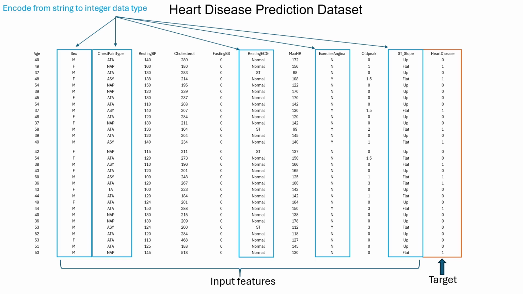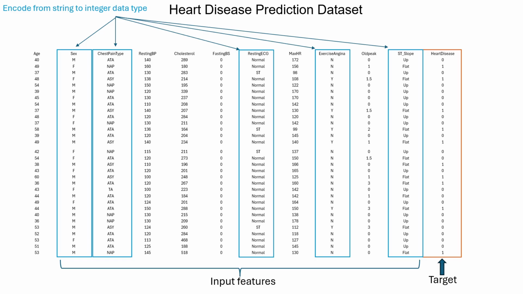To prepare the dataset for training, we convert all categorical string variables to integer representations. For instance, sex is mapped into 0 and 1, and categorical values in chest pain type, rest ECG, and ST slope are also encoded numerically. This transformation allows the Ridge Classifier to process the input features correctly since it requires numerical inputs.